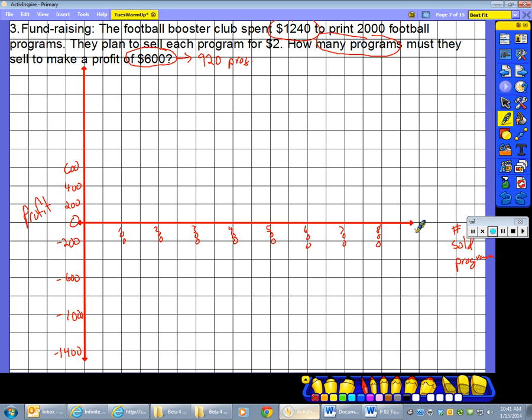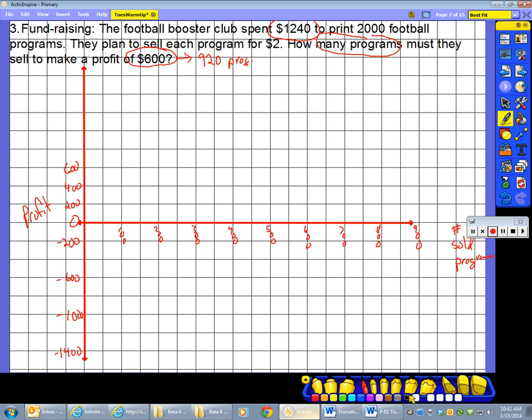So this line would be 900, and then way out here would be 1,000, but I'm not going to go that far out. Again, I'm having to squish it here because I don't have real graph paper. But anyway, now let's start plotting this.